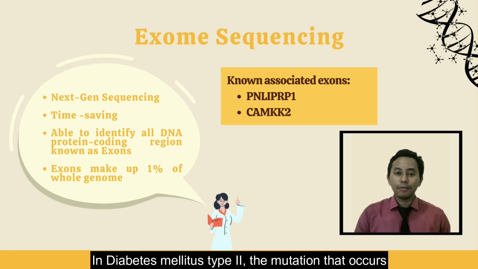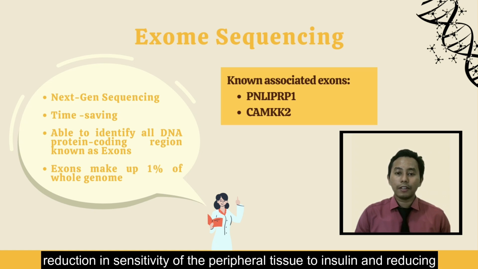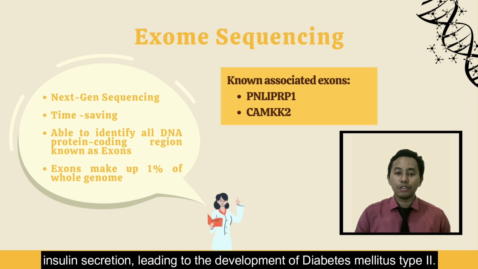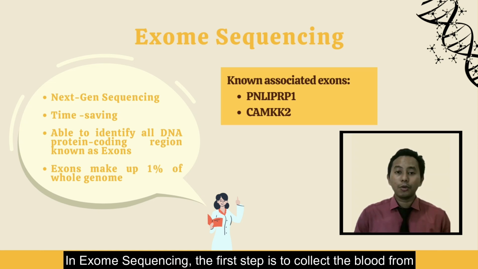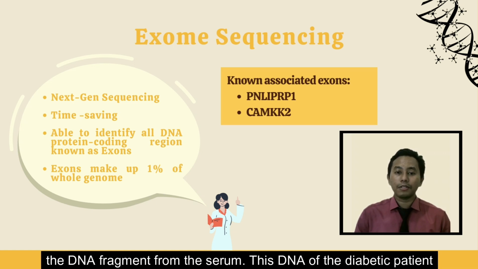In diabetes mellitus type 2, mutation that occurs in the exon of the gene shown in the slides are thought to cause reduction in sensitivity of the peripheral tissue to insulin and reducing insulin secretion, leading to the development of diabetes mellitus type 2. In exome sequencing, the first step is to collect the blood from the diabetic patient, and then the researchers will extract the DNA fragment from the serum.